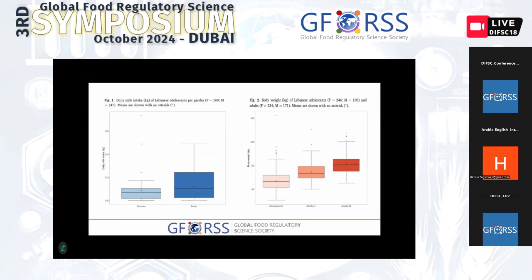On the right, in red, we have body weights. Adolescents are shown in one single box plot because we did not find significant differences between genders. But for adults, again, we can see that males with a mean of more than 80 kilos have a significantly higher weight than females, which are around 70 kilos on average, let's say. So again, the means are shown with an asterisk. And we need to incorporate these differences in our risk assessment if we want to be able to produce estimates as accurate as possible for each of the population subgroups.